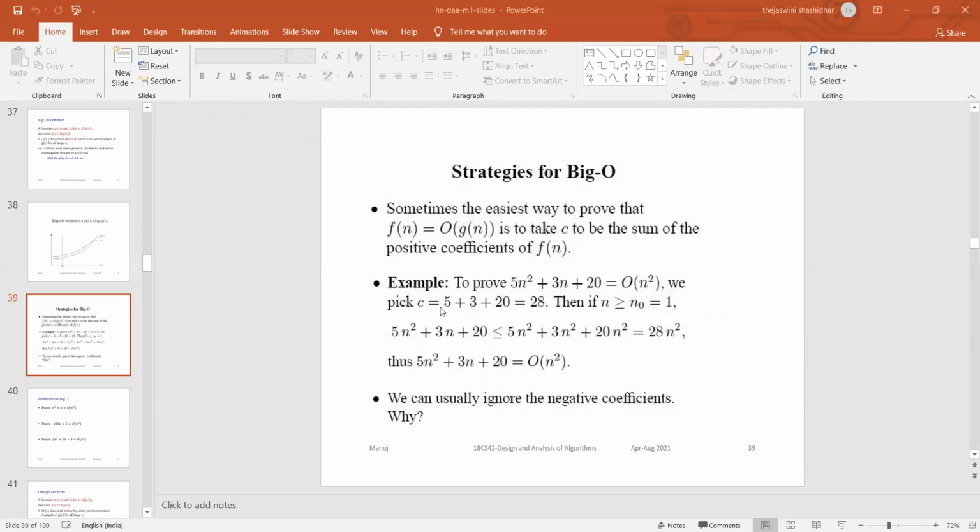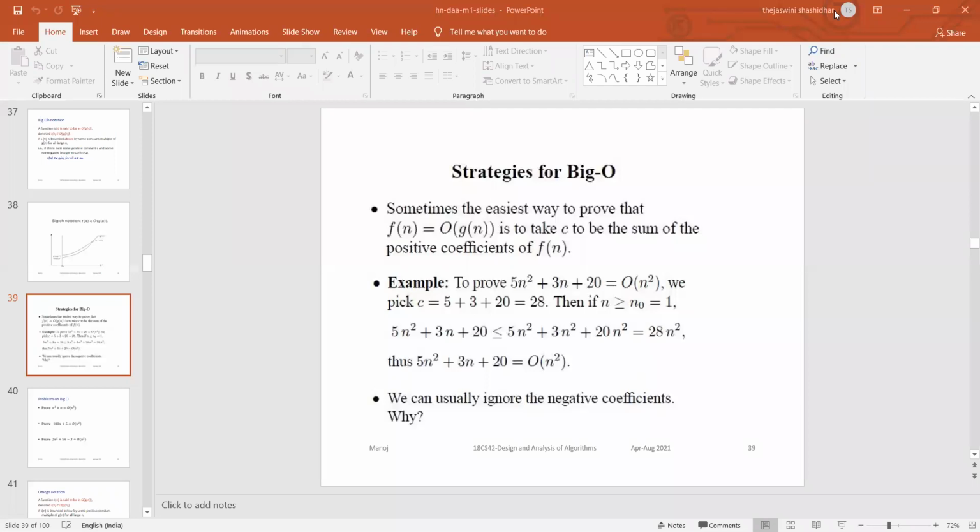So multiplying this C with G of n, where G of n is n square, will give you this thing. When you add 20 plus 3 plus 5, it gives you 28. So in place of this one, you take this one. So 5n square plus 3n plus 20, we take it as big O of n square. Understood? So we can usually ignore the negative coefficients. Are you understanding?